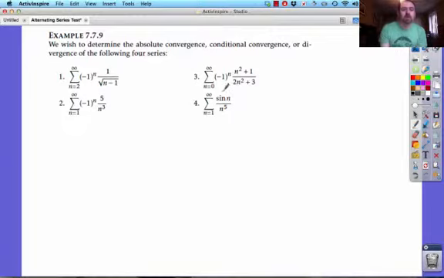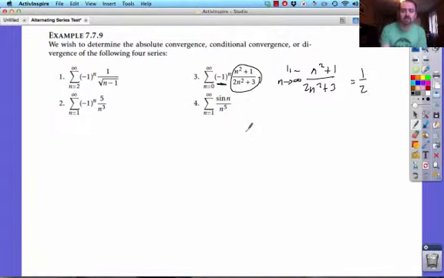Next one. This is going to be a little trickier. We need to figure out where this goes. First of all, let's see if this converges at all. It's an alternating series. This must go to 0, and the terms must be getting smaller. Does this go to 0? The limit of n squared plus 1 divided by 2n squared plus 3, as n goes to infinity, is a half. So this doesn't even go to 0.